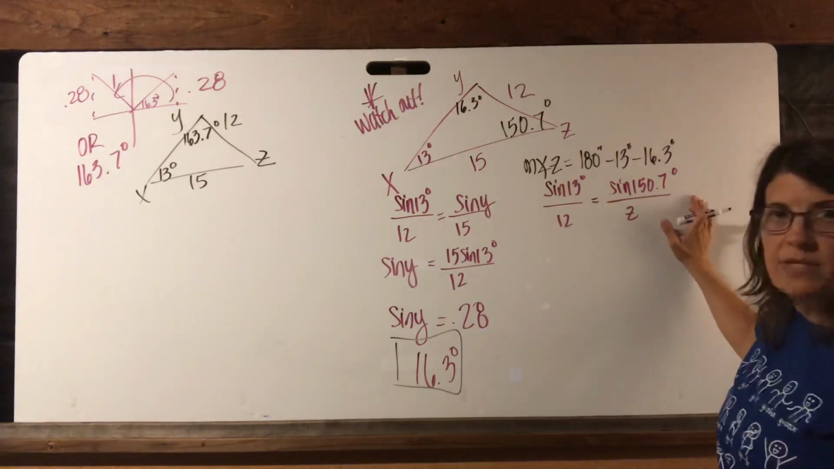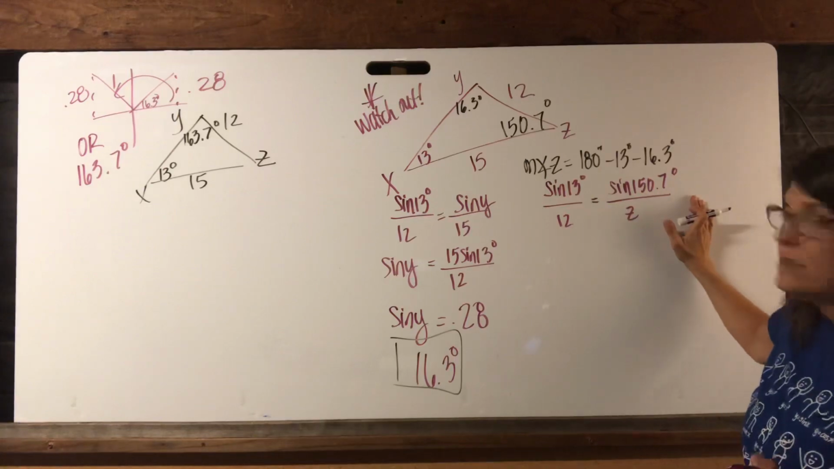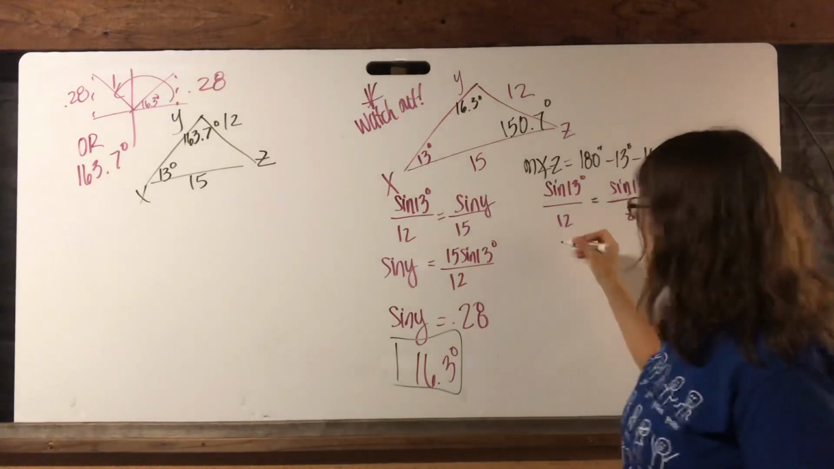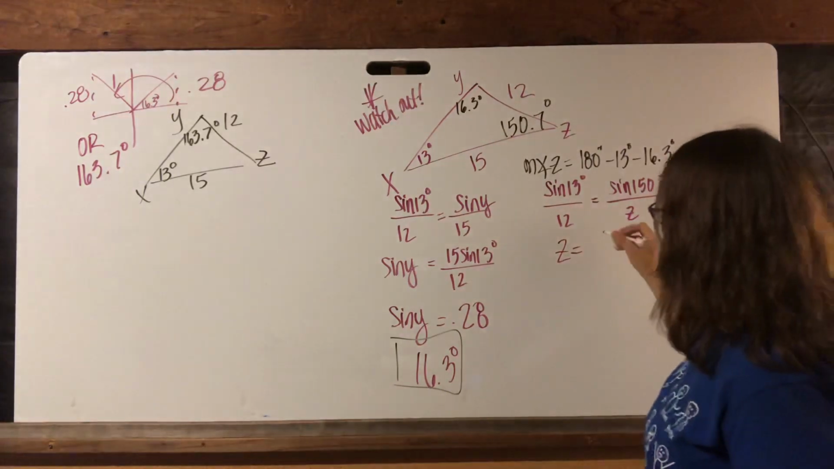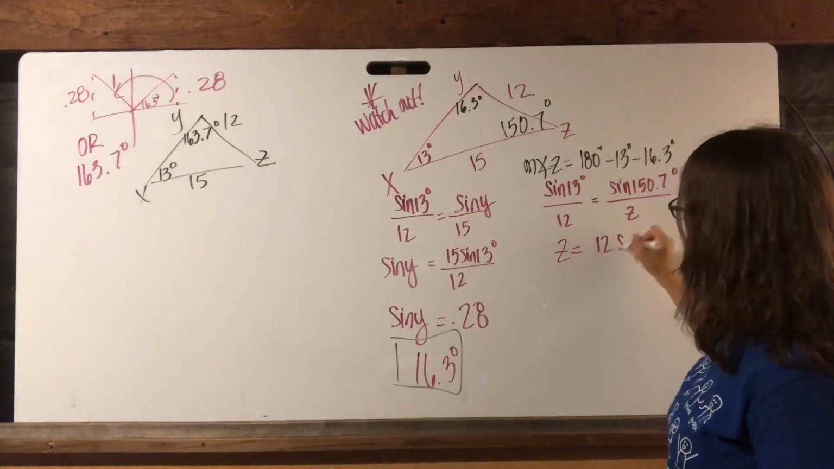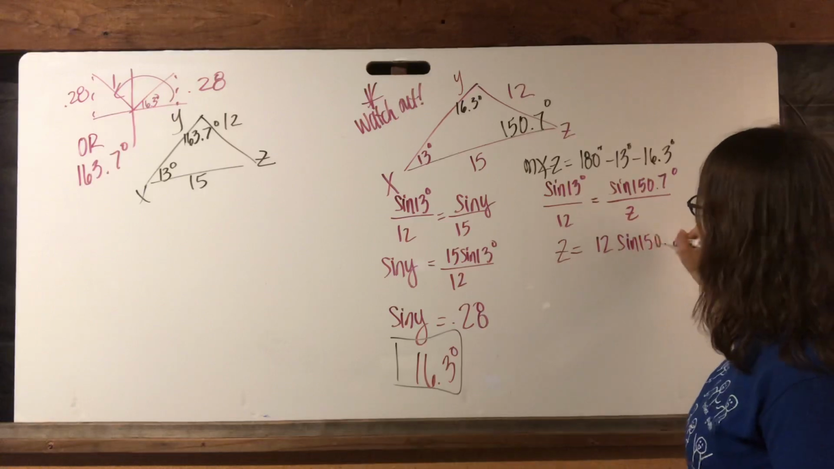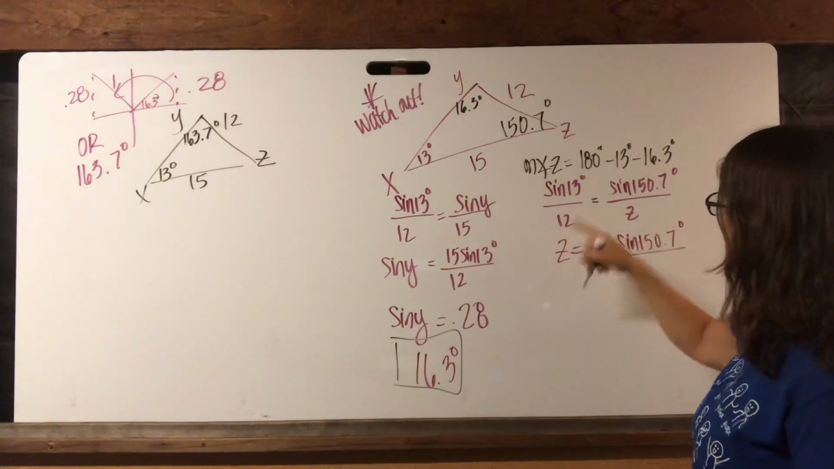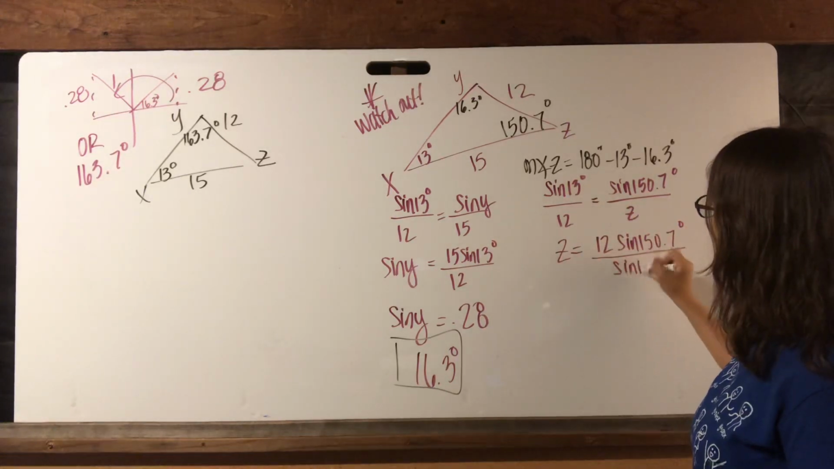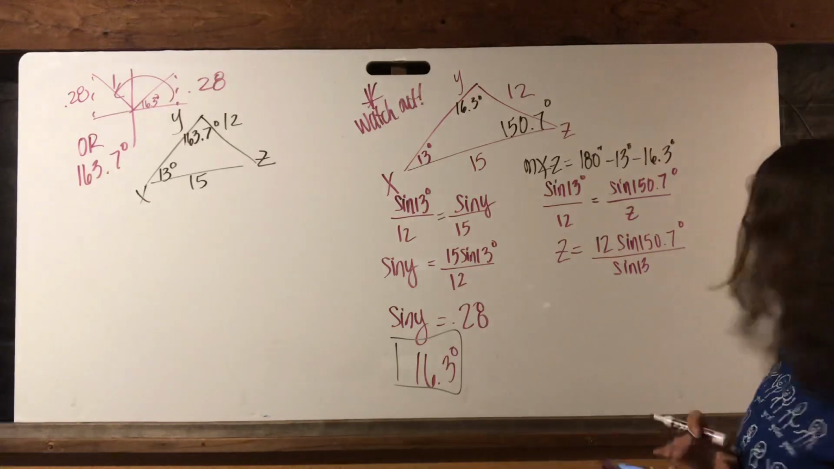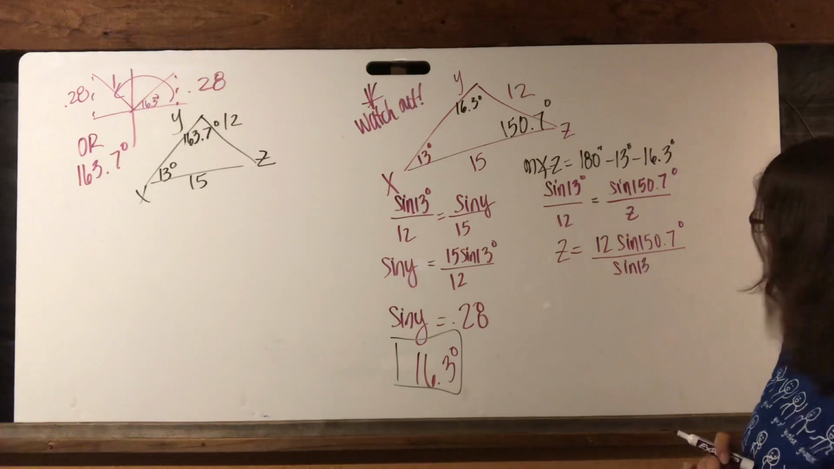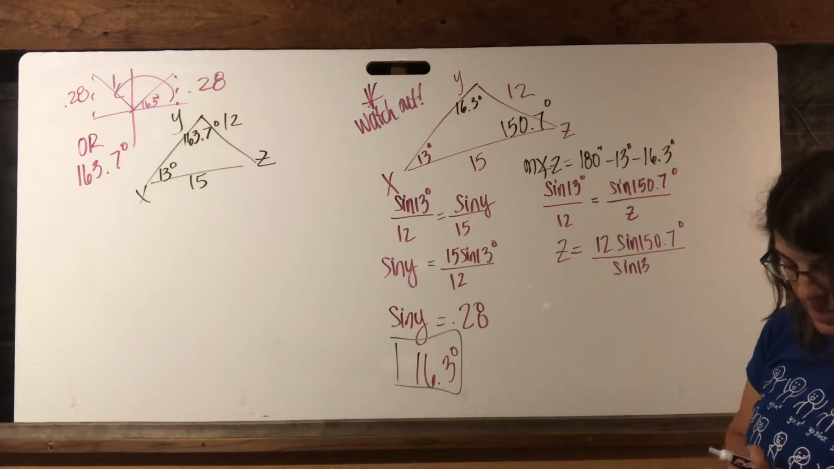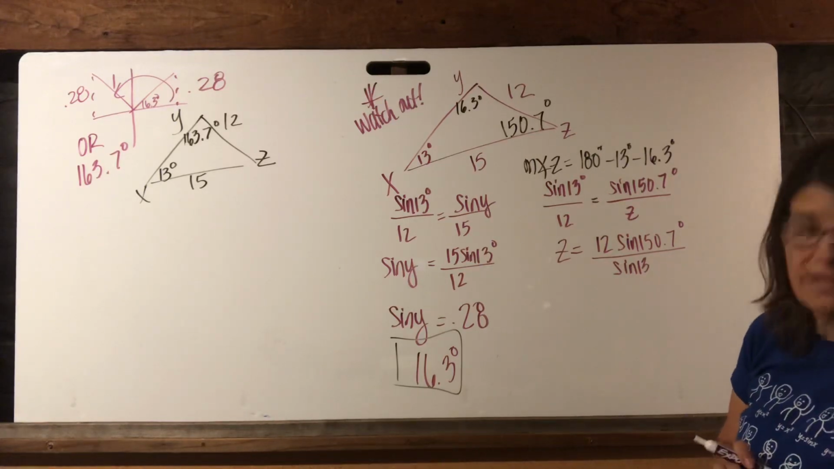It's not 150.7, it's the number in my calculator. All right, so here we go. Side Z, so I don't need to use any inverses, is equal to 12 times the sine of 150.7 over the sine of 13. That's 12 times the sine of that angle divided by the sine of 13. That gives 26.1.